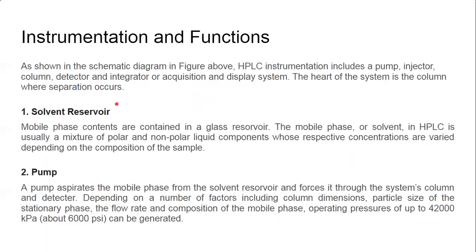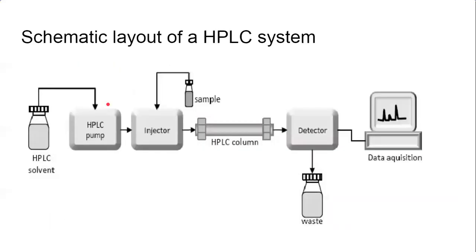Okay, so this is about the HPLC. Up to now we have discussed five techniques. First one is paper chromatography, second one is thin layer chromatography, third one is column chromatography, and this is advanced to the column chromatography. Same as in column chromatography, here also the stationary phase is solid, and the mobile phase is liquid.